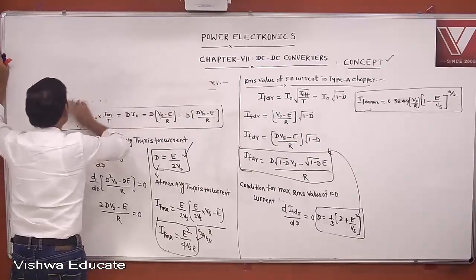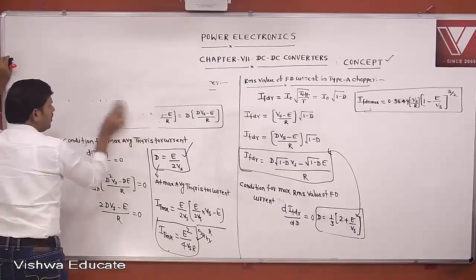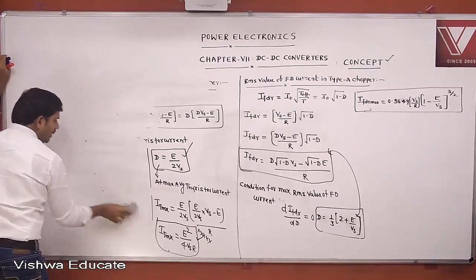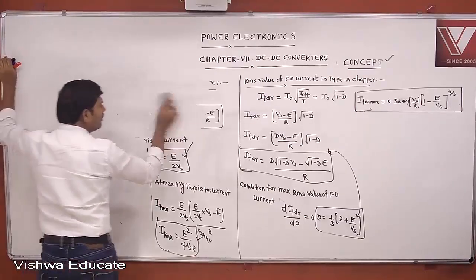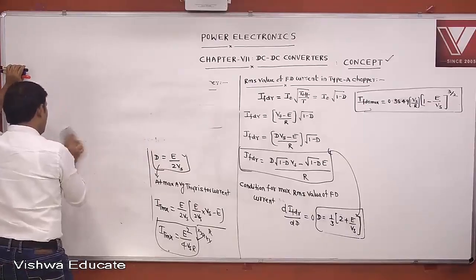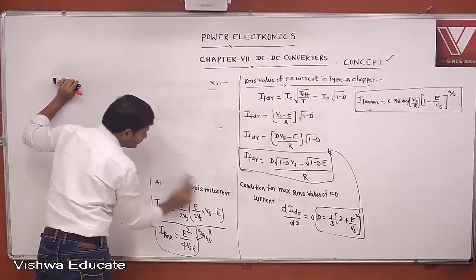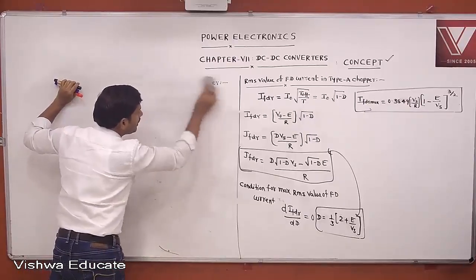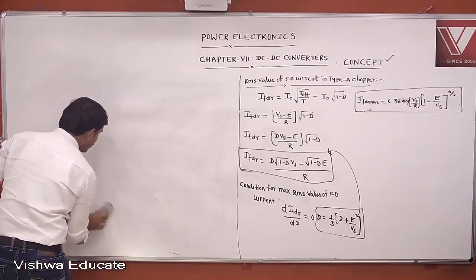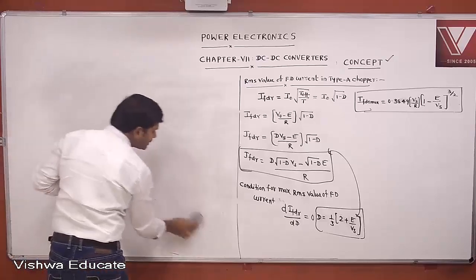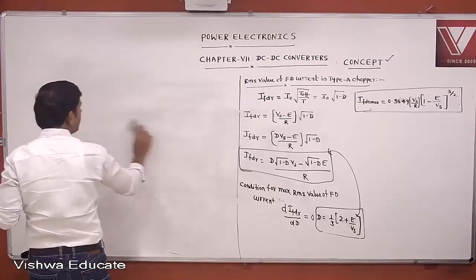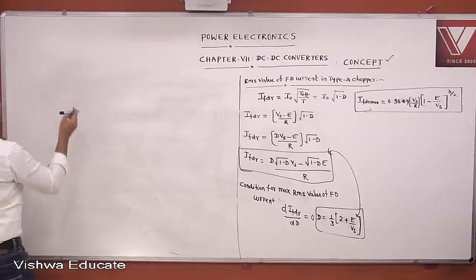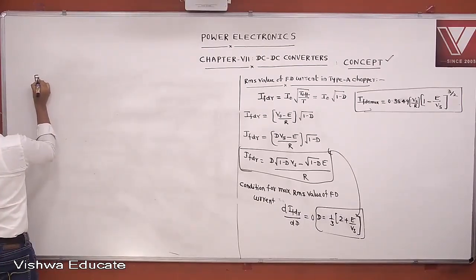Now you see, in continuous mode, whatever output voltage we are getting in a type A chopper is not pure DC, it is a pulsating DC. I am talking about continuous mode. Now, if it is a pulsating DC, I want to apply Fourier analysis for the type A chopper. Concentrate on the Fourier analysis of the type A chopper in continuous mode.